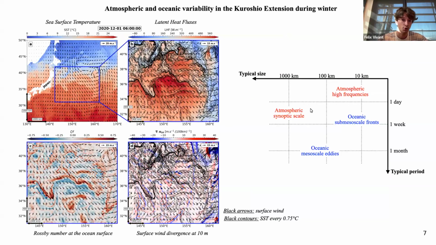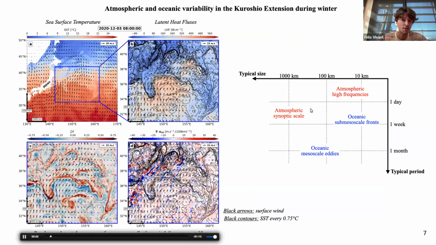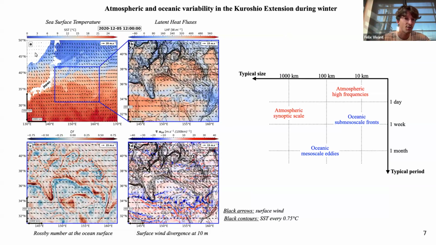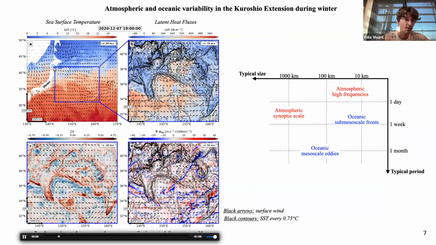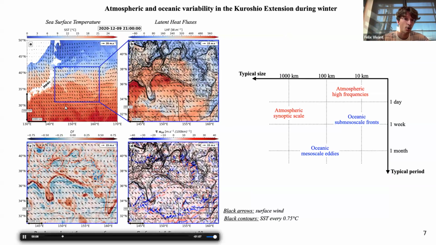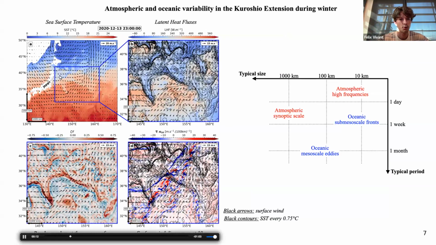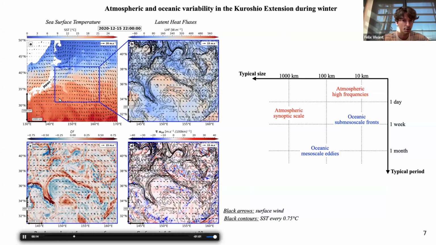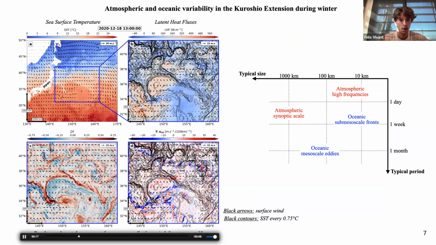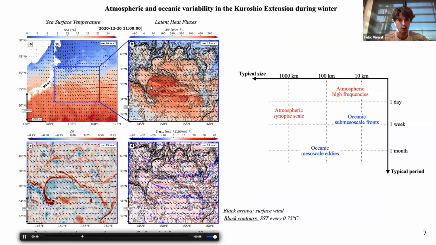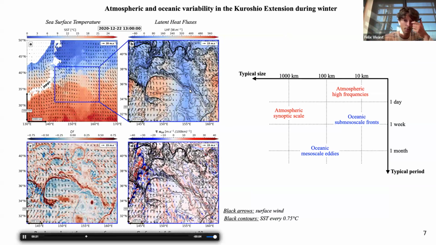To do so, we extracted 3 months of winter data from the global model. So you can see Japan here. We extracted this domain in blue right here. On this panel, you can see the sea surface temperature. The black arrows are the surface wind in all panels. On this panel, it's the latent heat flux. The black contours are the sea surface temperature.